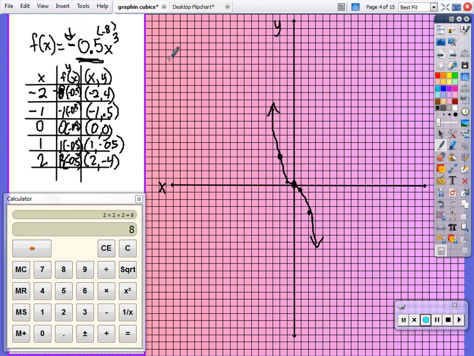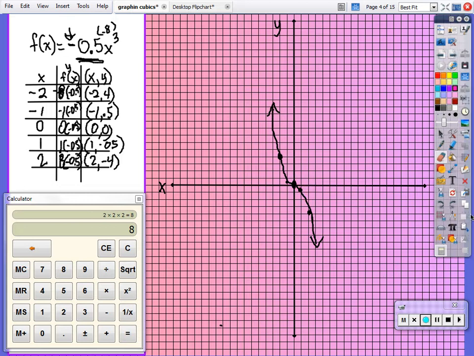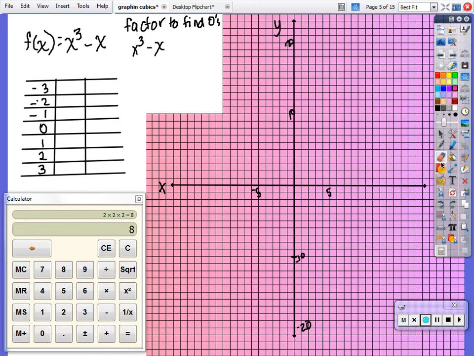With our positive coefficients on our x cubed, it was starting down here, it was coming up, it was hitting the points, and then it was continuing up. This is a negative coefficient, so it's dropping down, and then it hits all our points and continues to drop down. All right, so that's just a couple little things with your parent function, just messing with that a little bit. Let's try doing when we don't just have the parent function.